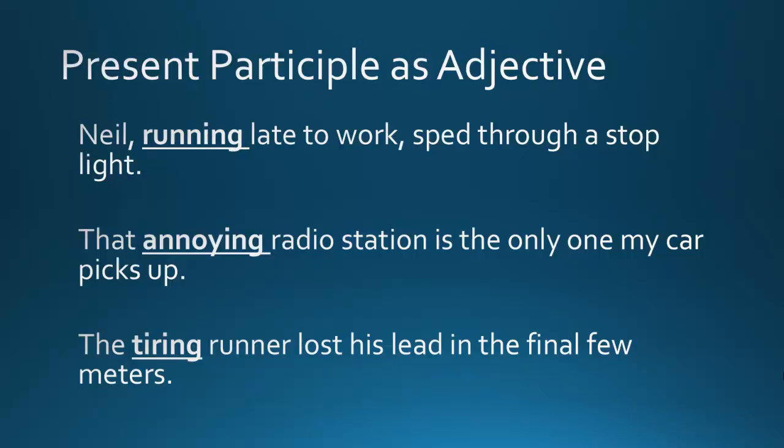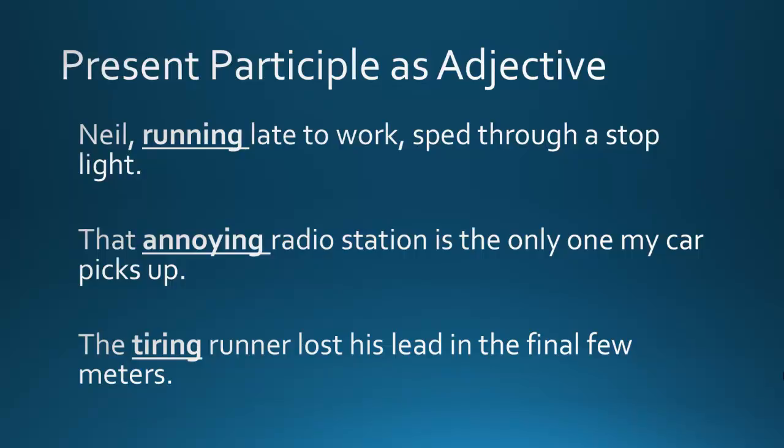Life gets tricky because present participles can also act as adjectives. Okay, here are some examples. Neil, running late to work, sped through a stoplight. If you actually take a look at this sentence, sped is your verb. Okay, running is what we call a verbal. It's like a verb form that's not acting as a verb.